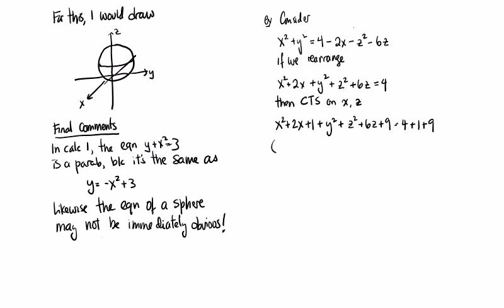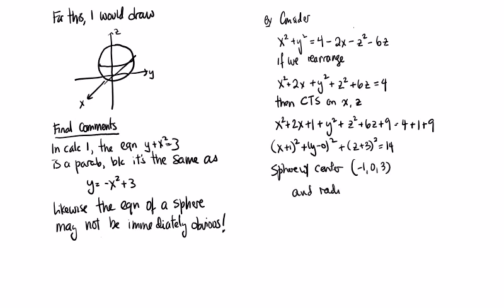And then what we'll do is factor these. This will be x plus 1 squared. I'm going to write this as y minus 0 squared, and z plus 3 squared. You don't need the minus 0, of course, but it can help. And over here we have 14. So now we see this is a sphere with center -1, 0, -3, and radius square root of 14, because the right hand side is the square root of 14 squared.